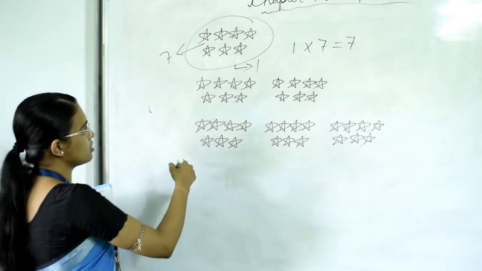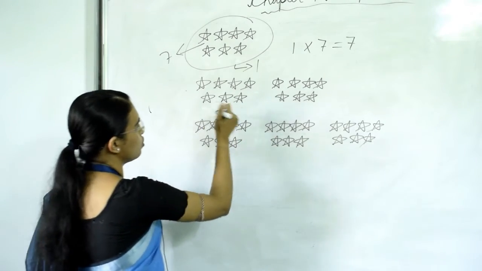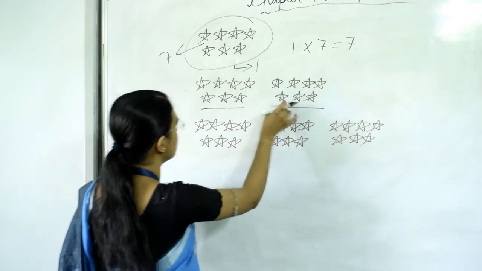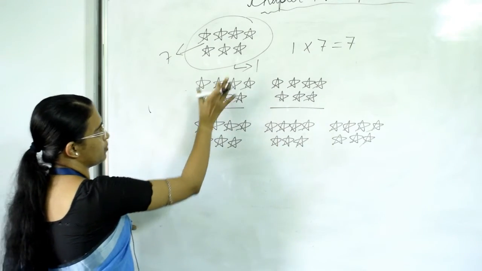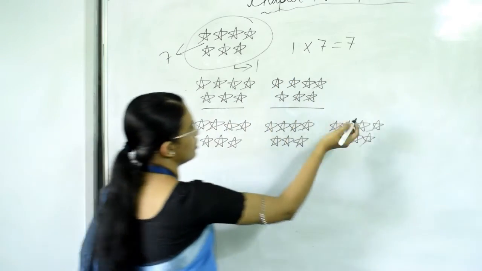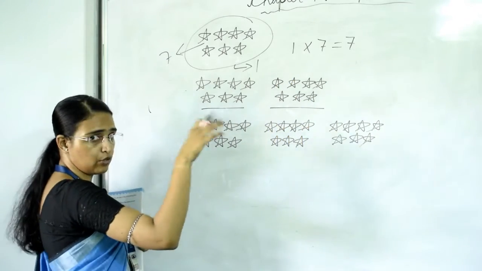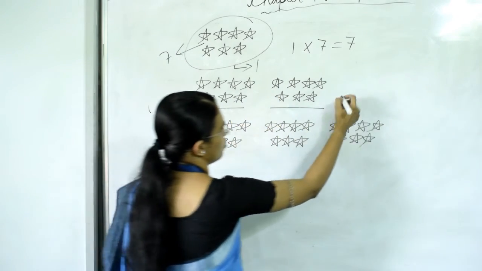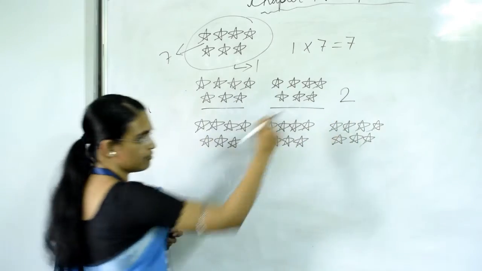Now next question is, there are 2 groups of stars, 1 2, and each group has how many stars? 7 stars in each group. In this group 7, and in this group 7. So all together, what do we have to do? First we have to write the number of groups. So we have 2 groups. For that we have written 2.